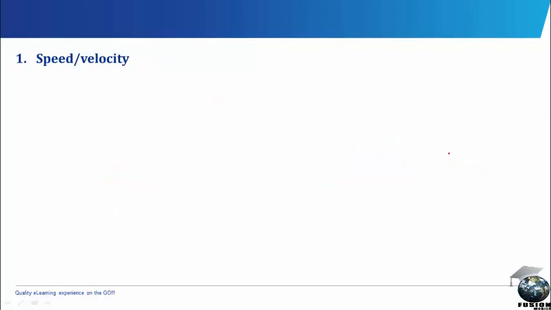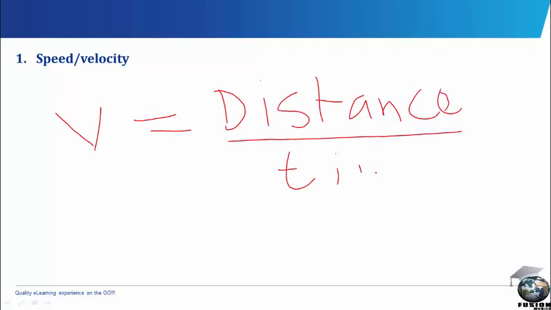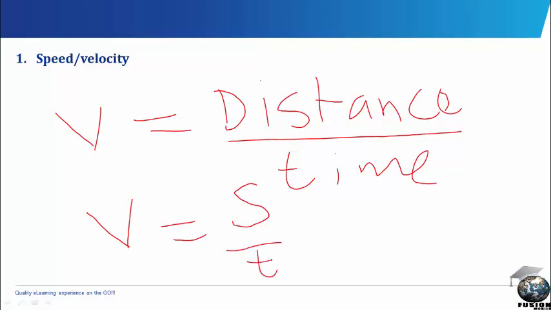Speed and velocity. Speed is the rate of change of distance and is a scalar quantity, while velocity is the rate of change of displacement, a vector quantity. Mathematically, both are given as v equal to distance all over time. So in symbol, we'll say that v is equal to x all over t.